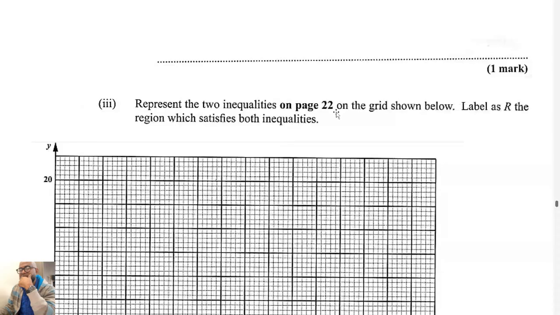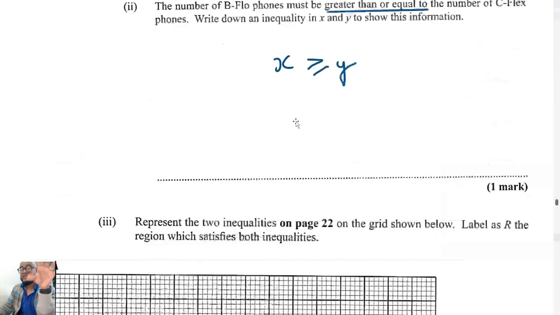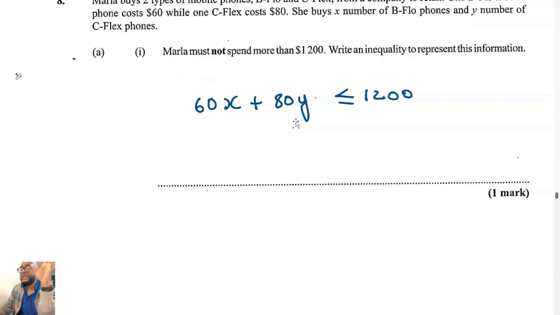Represent the 2 inequalities on page 22, well, the page before, on the grid shown below. Label as R the region which satisfies both inequalities. So what I'm actually teaching my Form 1s is how to draw a graph just given an equation. They didn't give you anything else, right? They gave you an inequality for this question, but you can write it as an equation to draw the graph. So I'm going to write it as 60x plus 80y is equal to 1,200. Cool?